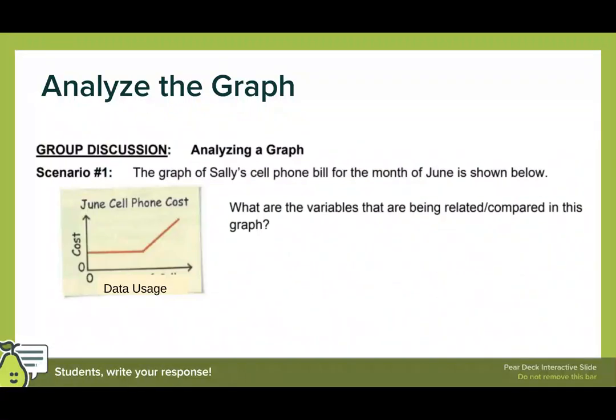Hi everyone, this video is going to walk you through different ways you can analyze or interpret a graph. All that means is you're basically just figuring out what a graph is trying to tell you. The first type here is just a line graph.